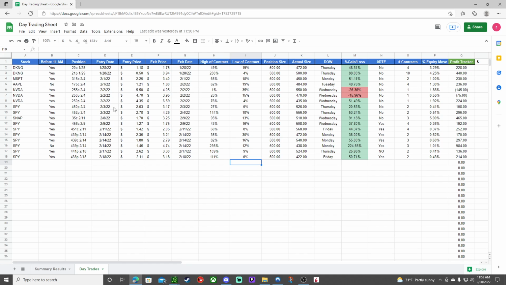position, the entry date, the prices, as you can see, the exit date. These are day trades, so most of them exit the same day. I think we had one that was a swing, which was a snap trade, because it never stopped out. So I just held it.